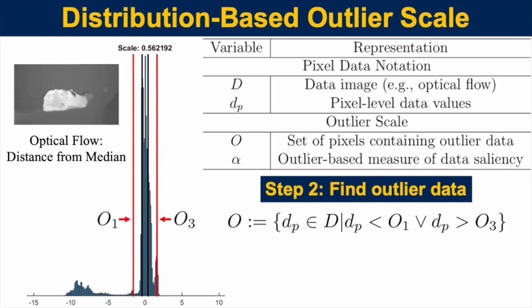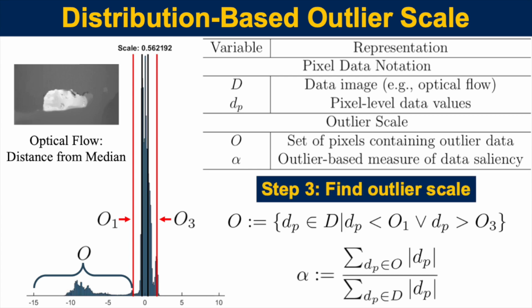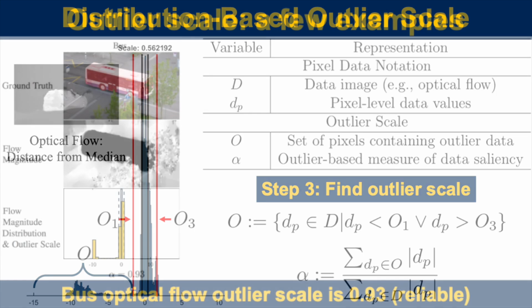Next, we identify pixel-level image data existing outside of the outlier thresholds. Note that many instances of image data do not have outliers. Finally, we sum all of the data offset from the median existing outside of the outlier thresholds. The quantity of data outside versus inside of the thresholds determines how reliably we can identify a foreground object.